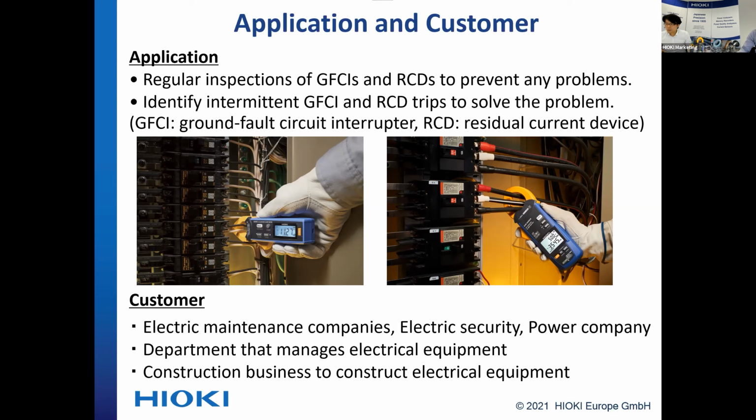For example, in the case of two wires, there are live and neutral wires. If there is no leakage current, the total value shows zero.